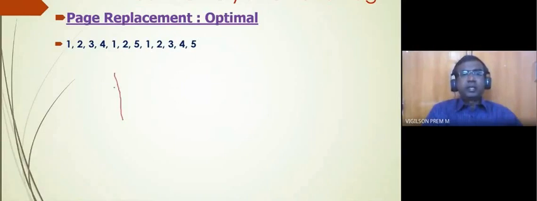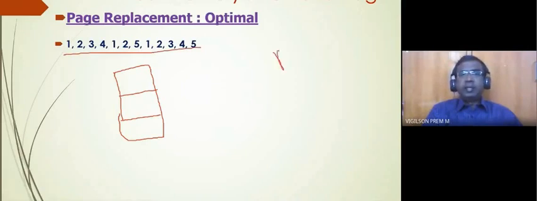Okay, let us have 3 free frames. Of course, you can have 1, 2, 3 as per your requirement. For easy understanding, I am having 3 free frames. I am going to use this as the input reference string, and my ultimate aim is to find out the number of page faults. Okay, so initially the main memory is free. I have 3 free frames.